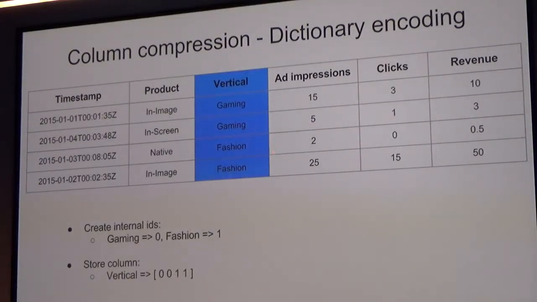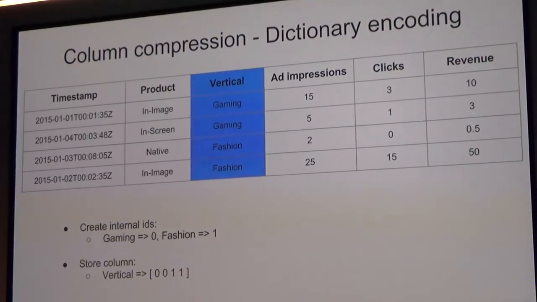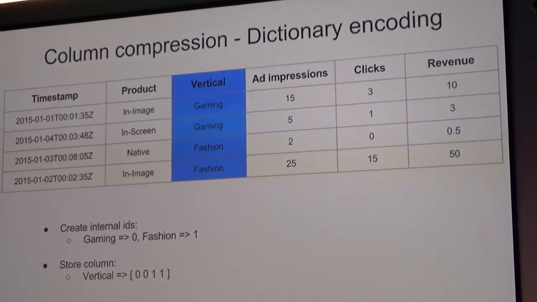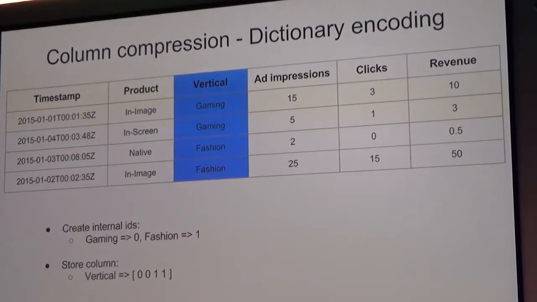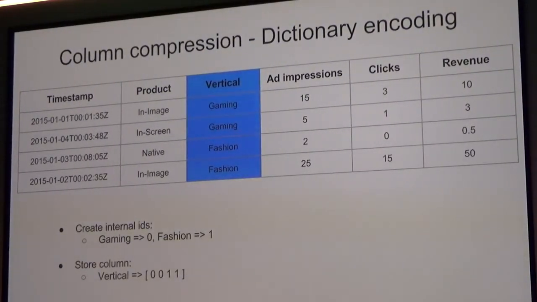If you take a look at this data set here, you have two dimensions, product and vertical, and some metrics here. So let's say you want to aggregate your metrics over one specific dimension, which is vertical here. Druid is obviously only going to scan this column and will skip right away the product dimension here.